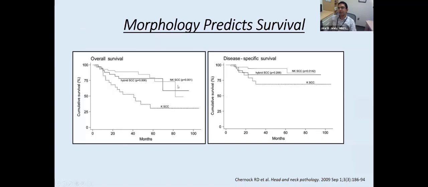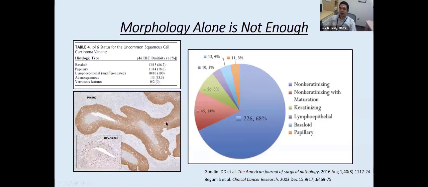So there are studies that show that the non-keratinizing squamous cell carcinoma and the non-keratinizing squamous cell carcinoma with maturation have a better overall survival and a disease-specific survival compared to the just keratinizing squamous cell carcinoma. But nowadays, we know that the true driver for this is actually HPV and not the morphology alone. And HPV squamous cell carcinomas can have different morphologies.